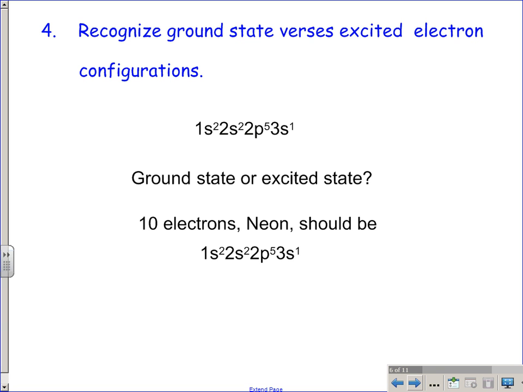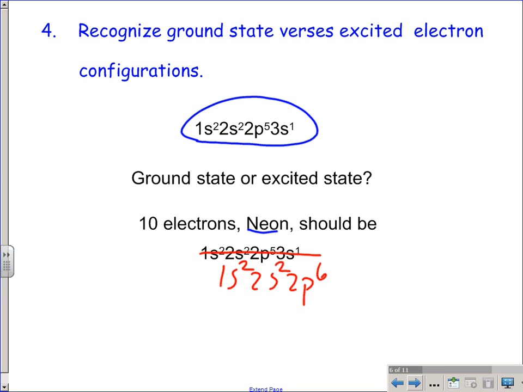So remember, add up all of your subscripts or superscripts here, and that'll tell you how many electrons, and then you know what substance. Well, neon is supposed to be 1s2, 2s2. Oops, I was supposed to cut and paste that. So what this is supposed to be is 1s2, 2s2, 2p6. That's what neon's supposed to be.